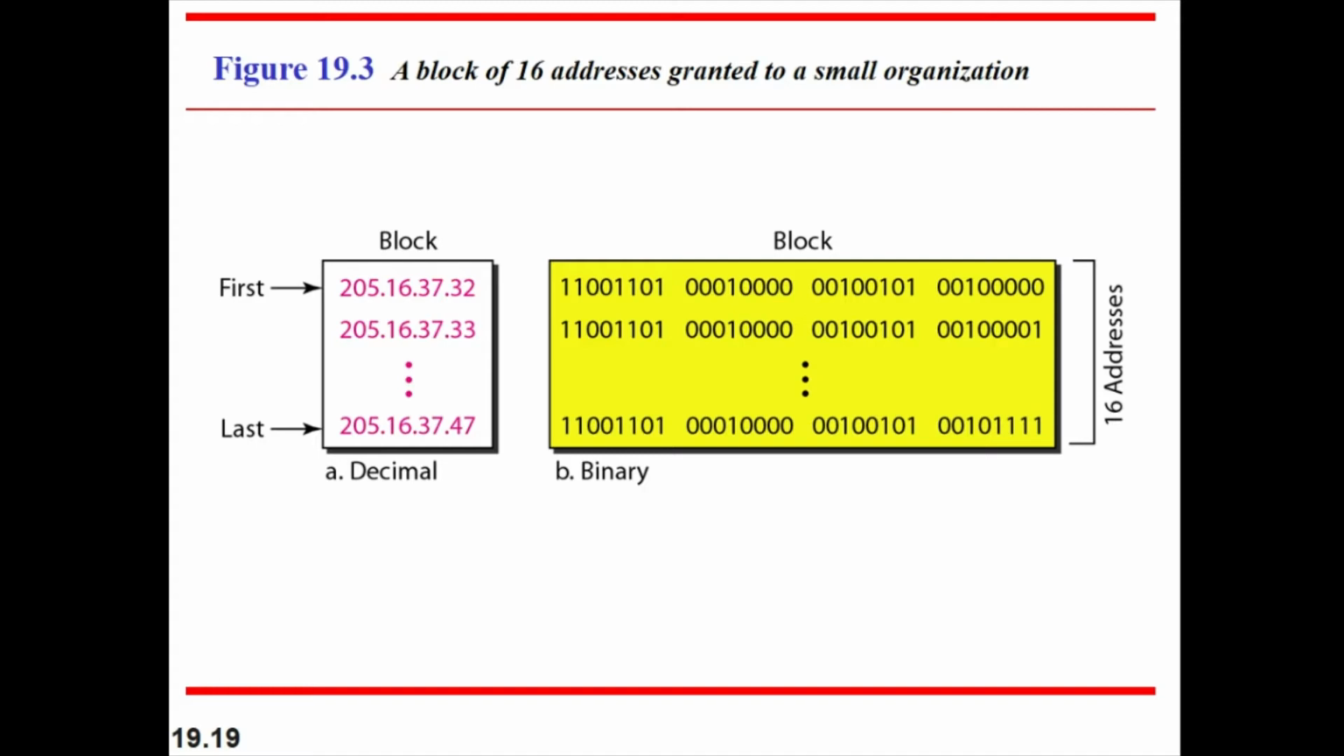So in this video, we will continue on the logical addressing or IP addressing in IP version 4. A block of addresses has been granted to a small organization. This one is taken from the previous video. This is a block of addresses. In every block of addresses, we have the first address and the last address. The first address, for example here, is 32 and the last address is 47, and the total number of addresses for this block is equal to 16.